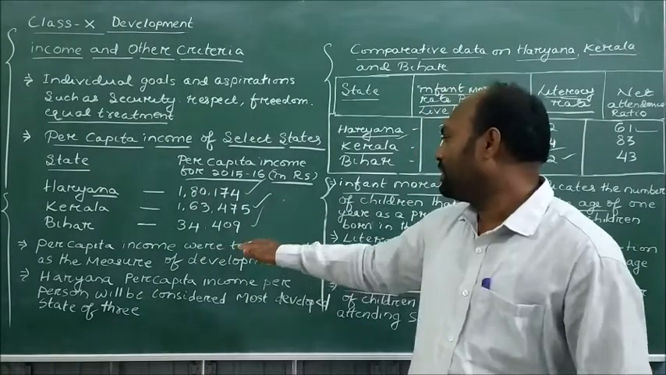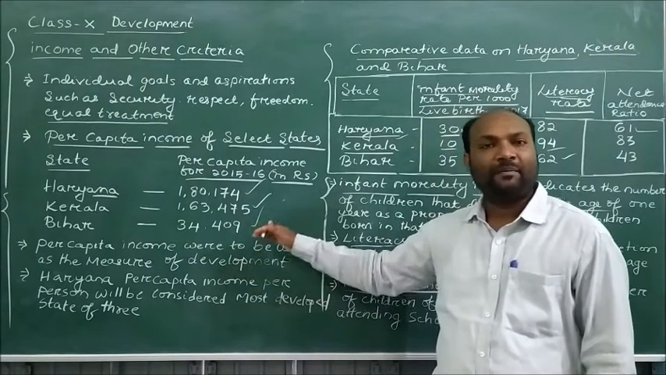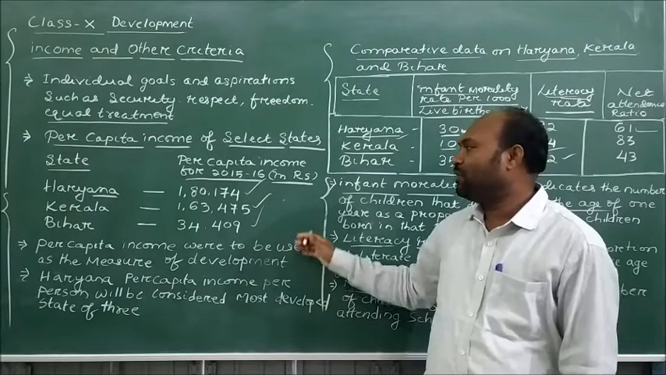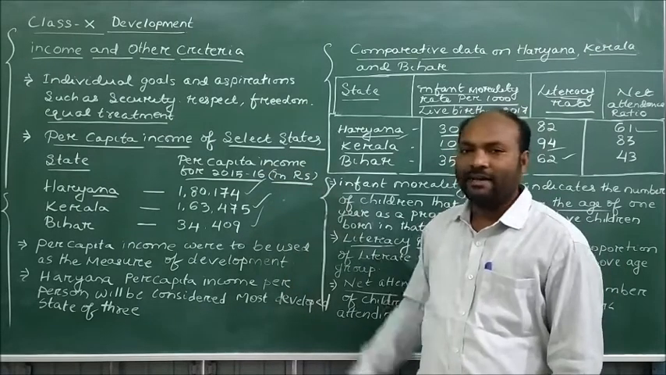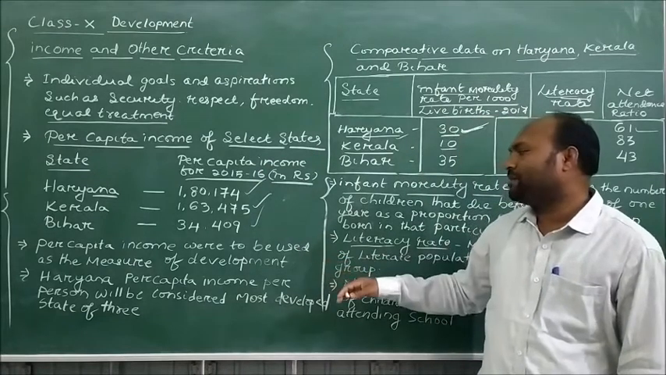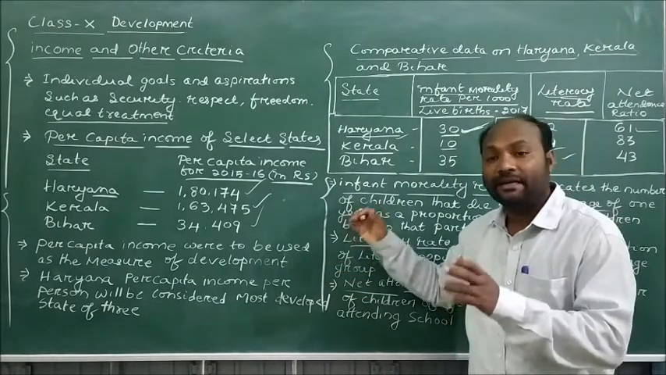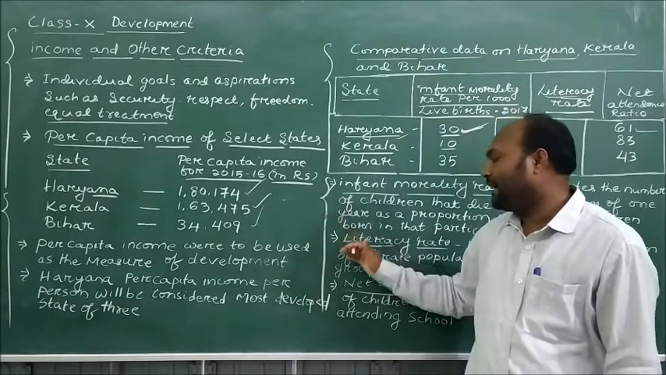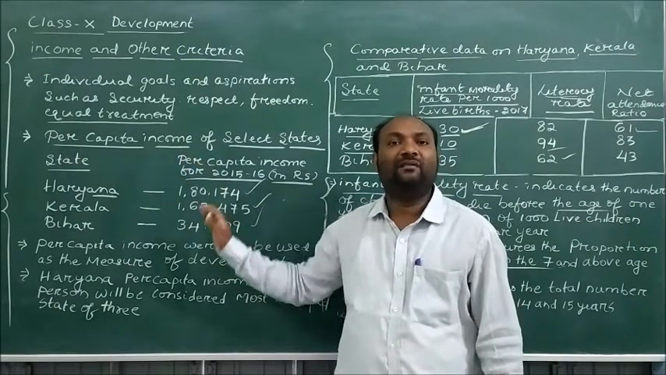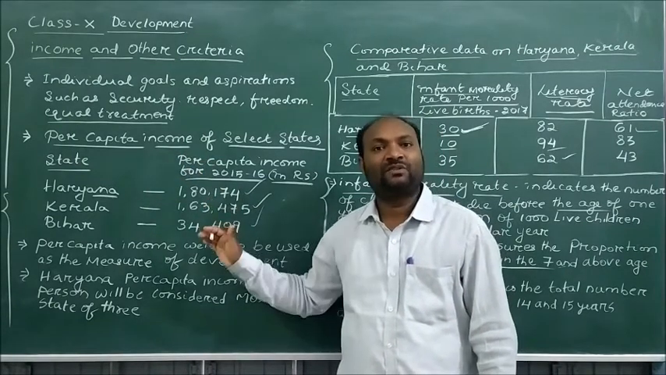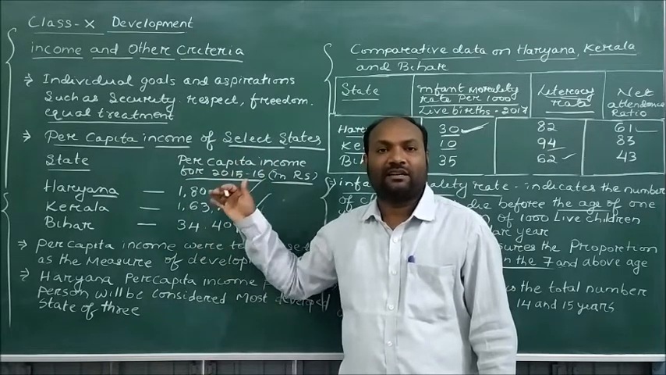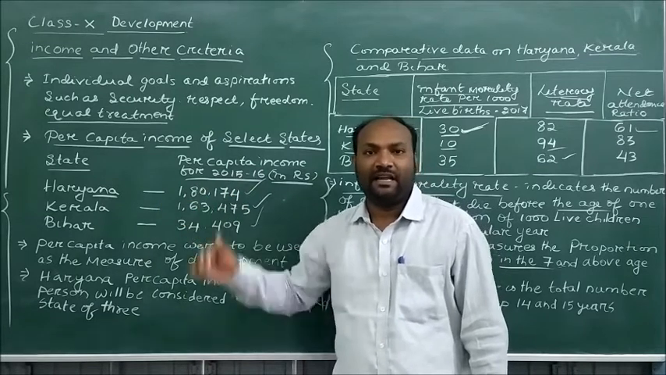So students, we understand that the per capita income criterion has been taken to measure the development between Haryana, Kerala and Bihar. Here Haryana's per capita income is comparatively better than Kerala and Bihar. That is why, in terms of this per capita income criterion, Haryana is a developed state and is considered the most developed state in India.